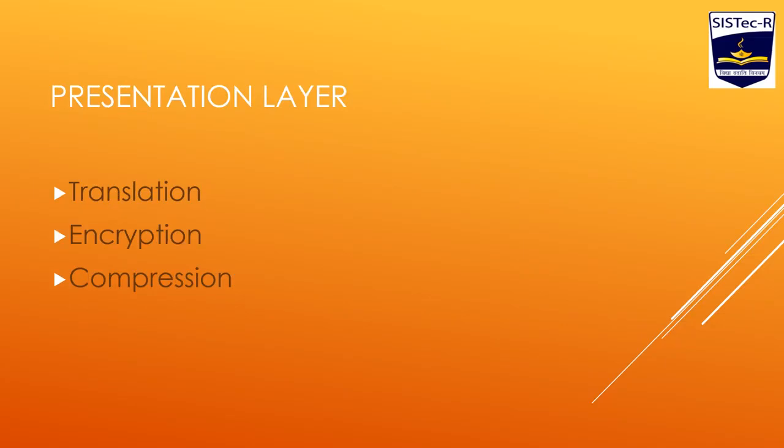Now the presentation layer. The presentation layer provides translation, encryption and compression. What is translation? Translation means, as we all know, different computers use different encoding systems. So the presentation layer at the sender side will change the information into a sender dependent format, and the presentation layer at the receiver side will change that information into a receiver dependent format. So translation will be done by the presentation layer.